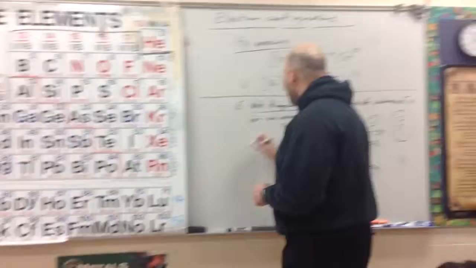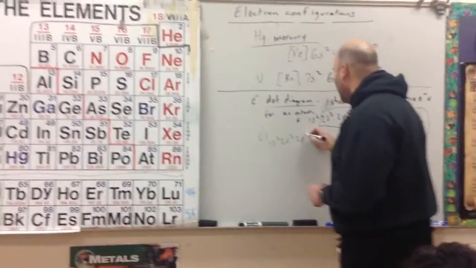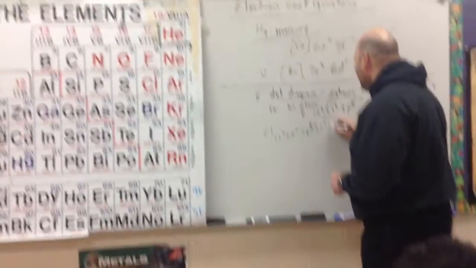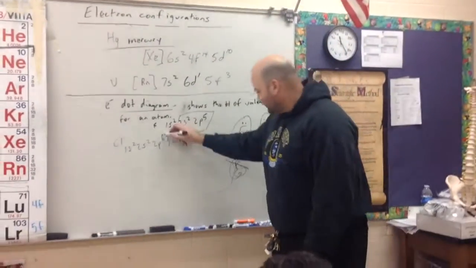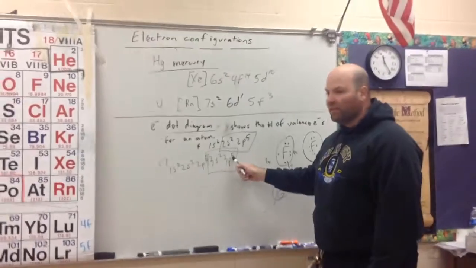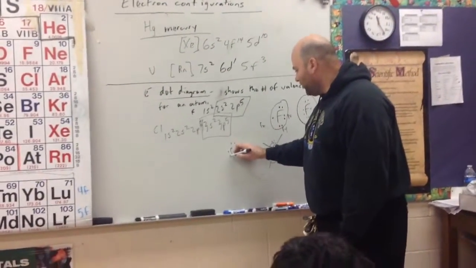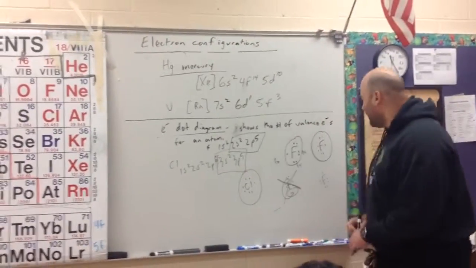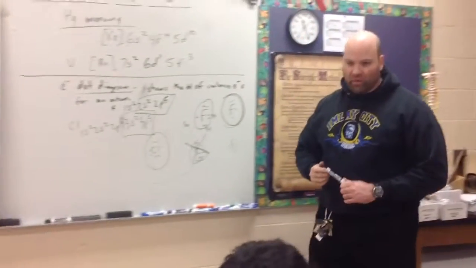If we look at chlorine, chlorine would be 1s2, 2s2, 2p6, 3s2, 3p5. What's the highest energy level? N equals 3. How many electrons in it? 2 plus 5 is 7. So 1, 2, 3, 4, 5, 6, 7. Notice that the electron dot diagram for chlorine is the exact same thing as with fluorine.